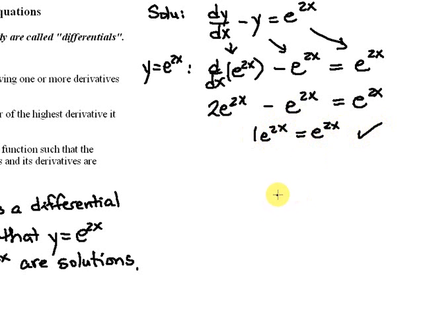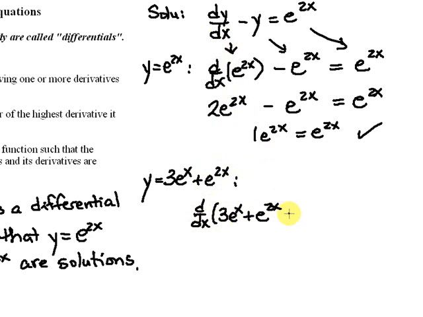So we just verified that that is a solution to the given differential equation. The second potential solution is y equals 3e to the x plus e to the 2x. Again, plugging in means taking the derivative of y, dy dx, but in this case y is 3e to the x plus e to the 2x. Then we want to subtract y. So again, 3e to the x plus e to the 2x. And this is supposed to turn out to be e to the 2x if this is a solution.